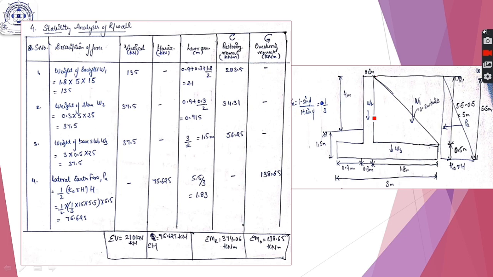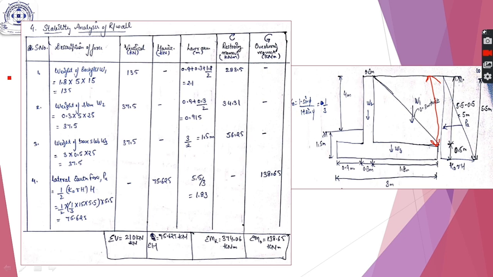0.3 meter is the thickness of stem, 0.9 meter width of toe slab, 3 meter width of overall base slab, 0.5 meter is the thickness of your base slab. So what will be the height of your stem? Total height is 5.5 meter. If we deduct the thickness of base slab, we get 5.5 minus 0.5, that is 5 meter as the height of your stem. So when we have assumed all these values, we will apply the stability checks.